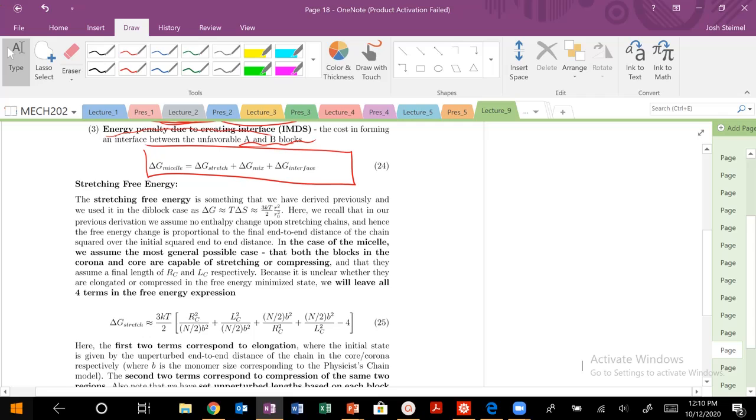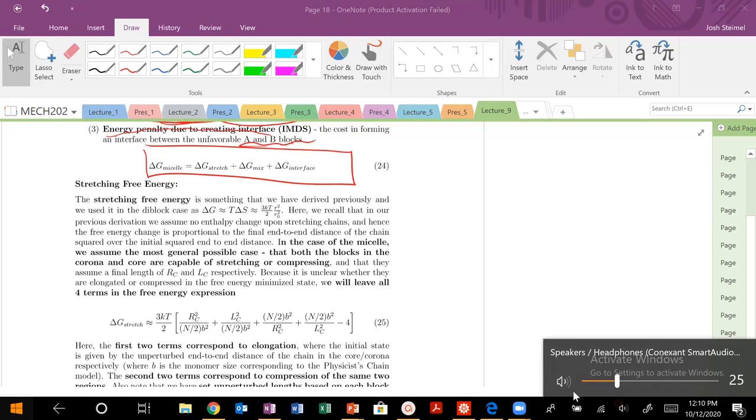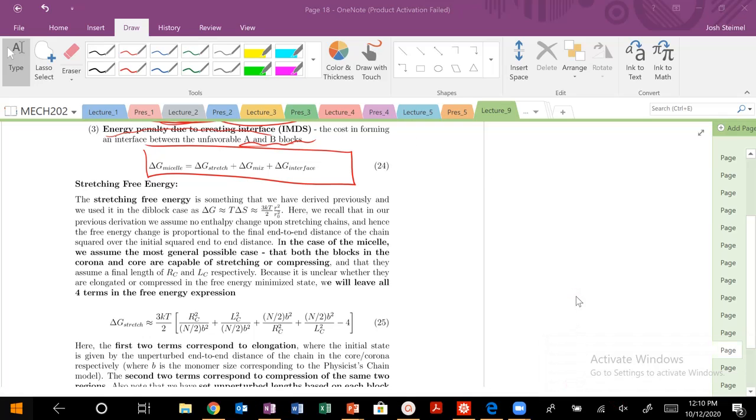When we are back today, we're going to tackle the stretching free energy term in our microphase separation. Anyways, so when we are in the ordered state, i.e. when we're in our micelle, our situation looks a little bit like this.